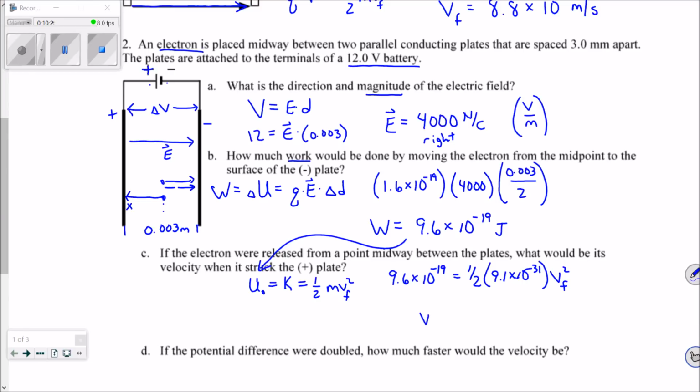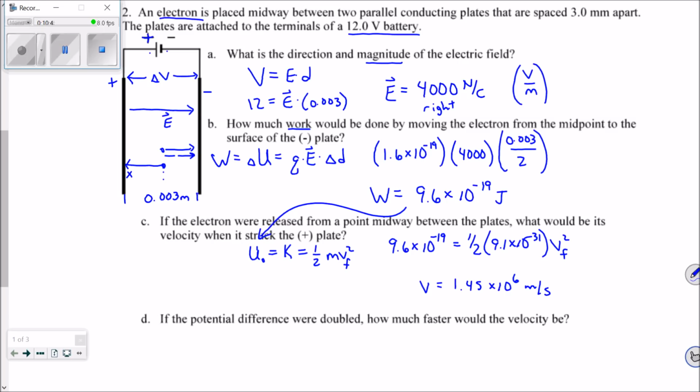Our final velocity ends up being 1.45 times 10 to the 6th power, and let's not forget our unit of meters per second because we're talking about a velocity. Part D asks if the potential difference were doubled, how much faster would our velocity be?